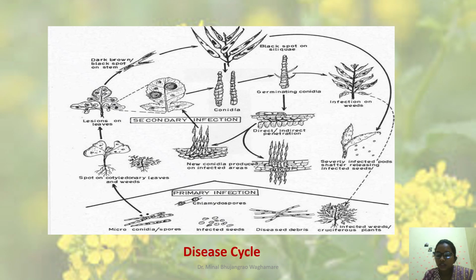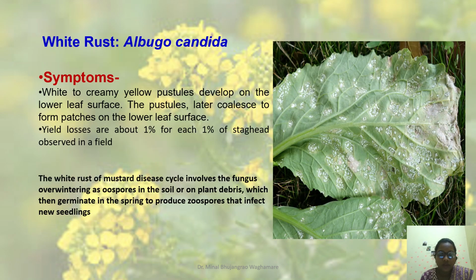Coming to the life cycle, two important spores are formed. That is, chlamydospores are the resting or overwintering spores in this life cycle, and the secondary infection is continued by the conidia spores, and conidia spores continue the secondary infection with the help of rain, wind and other factors like tools, etc.